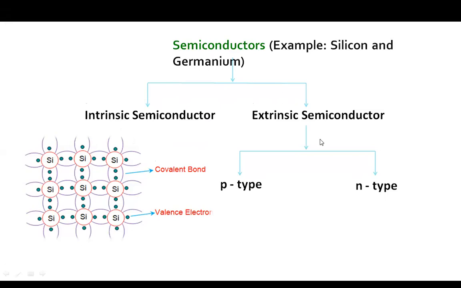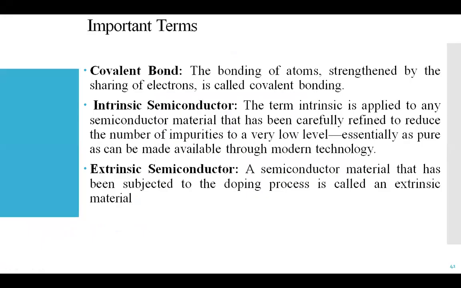Now let's discuss more parameters. There are some important terms regarding semiconductors. First is the covalent bond: the bonding of atoms by the sharing of electrons, as in the diagram I showed in the previous slide. The 4 electrons are shared with other electrons, and that bonding link is called the covalent bond. Then there are two types of semiconductor, intrinsic and extrinsic. The definitions are given here.